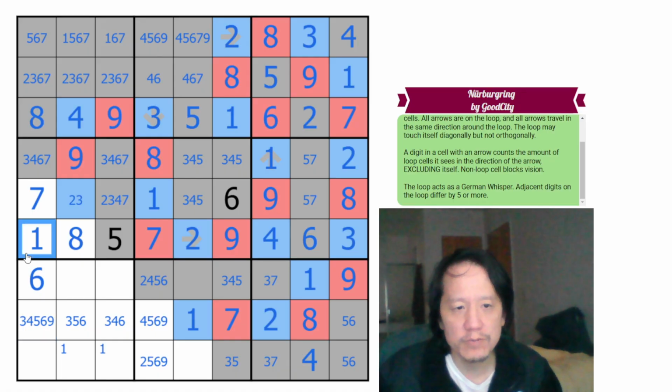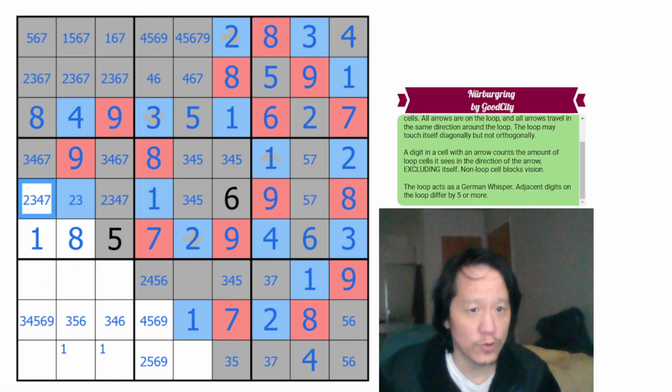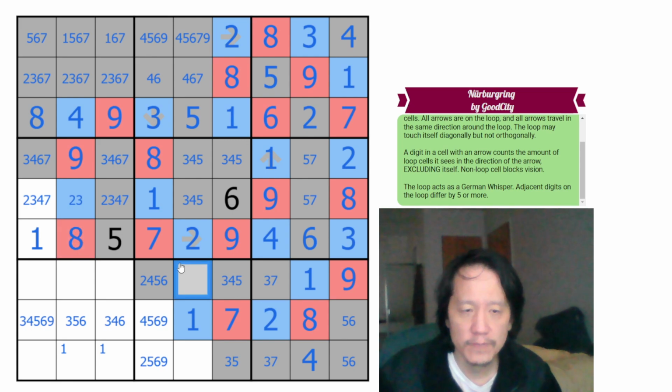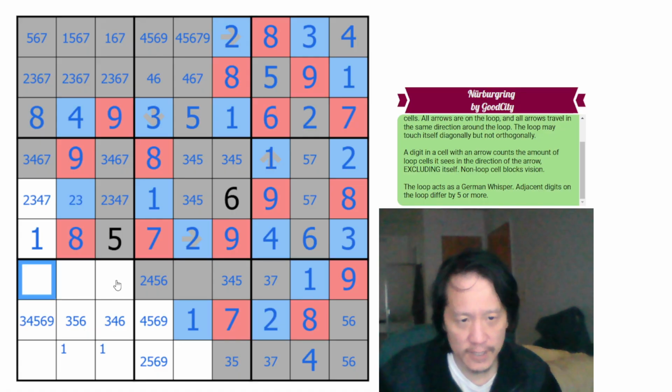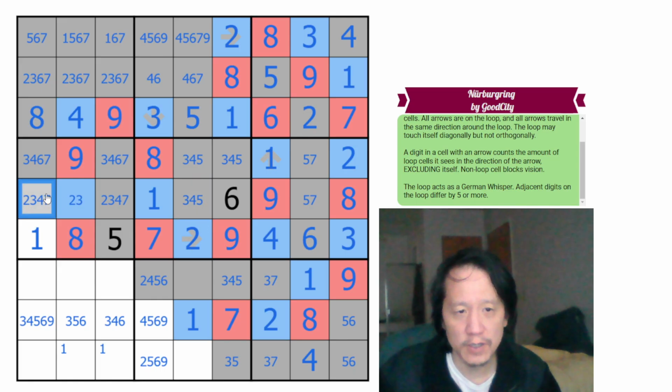This can't be 1, so it can't go that way. So that's not possible to be a 6, therefore. So it can never go this way. It has to always go this way. It could go here now and then go back here, and that could be a 7. So that would be able to work, but this is never allowed to be on the German whisper line. Could go here, could go here.